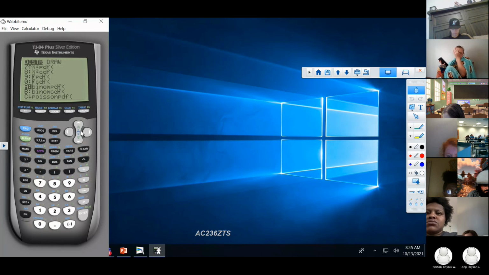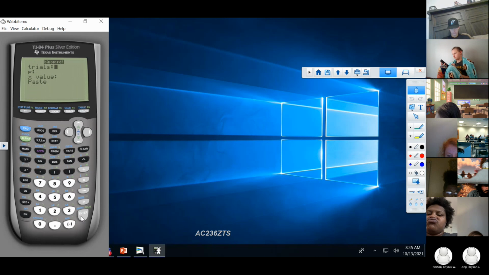Cumulative means adding up everything up to a certain number, and that's CDF. So PDF is precise, CDF is cumulative, adding up. I'll show you how to use that one in just a second, if I have time. So I'm going to use PDF because it said precise, exact. How many trials? That's N, 10. And what was P? 0.72. And what is X? Was it 6 or 8?